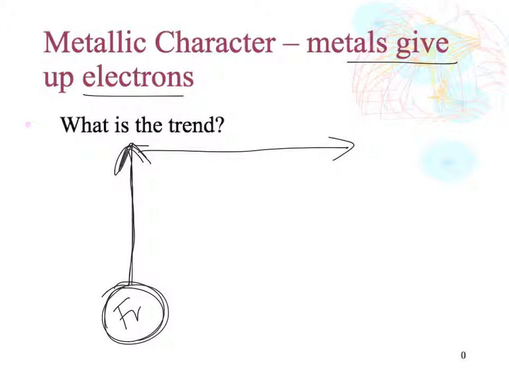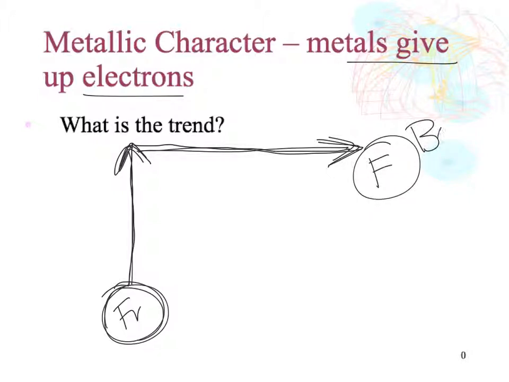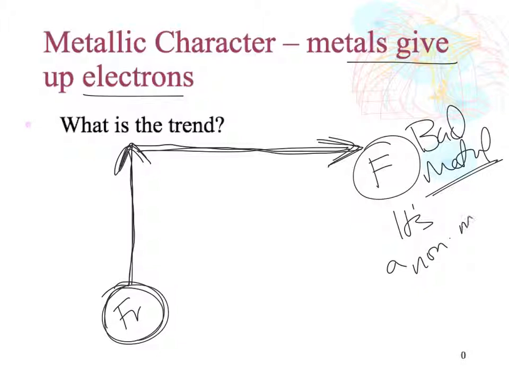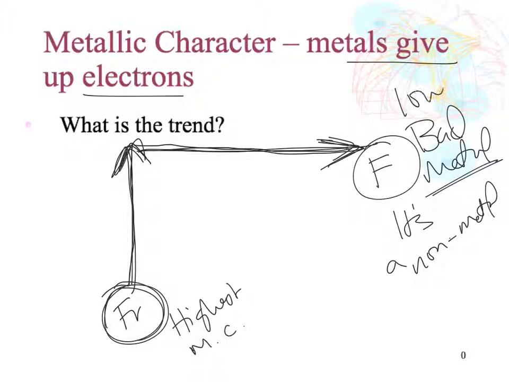So as you go up and over, now this is going to be the whole table, so just know this trend, up and over. Over here, fluorine, this is a very bad metal. It's a terrible metal. In fact, it's so bad, it's a nonmetal. Okay, so know the trend there. As you go up the table, you lose a little bit of metallic character. As you go over, you lose a lot of metallic character. But this is the highest metallic character. Call it MC, metallic character. And this is the lowest metallic character. So bad, it's a nonmetal.